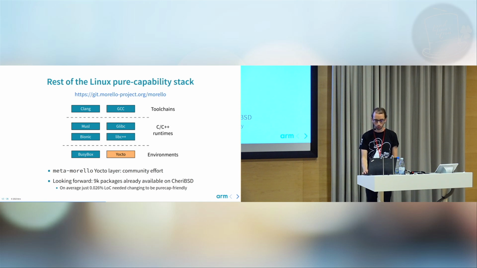And what they found while doing this is that on average, they just have about 0.026% lines of code that need changing to be pure cap friendly. And of course, sometimes that means fixing bugs. Quite often that can mean fixing memory safety bugs. So that's the good thing with porting all that, we just find bugs.